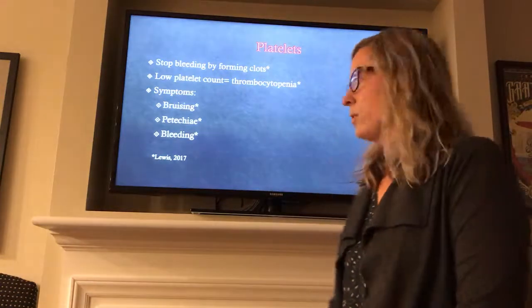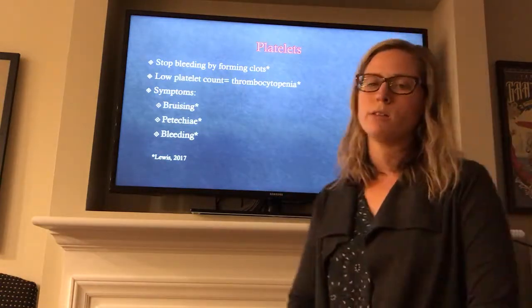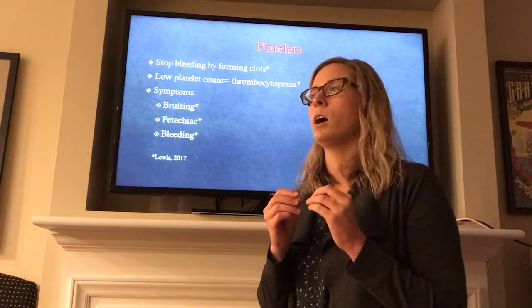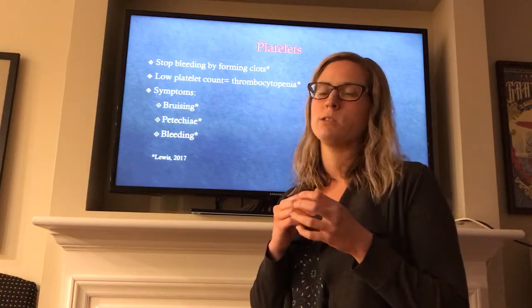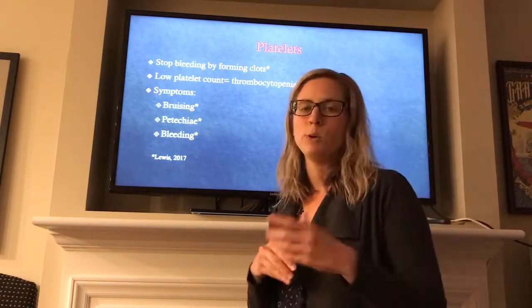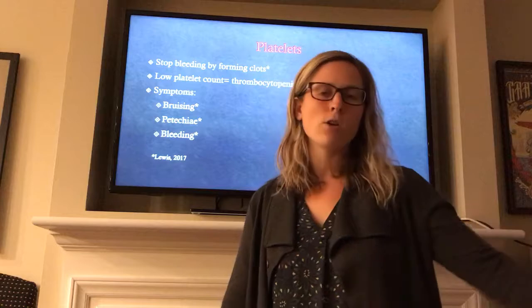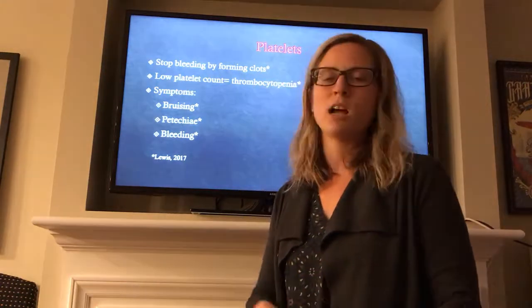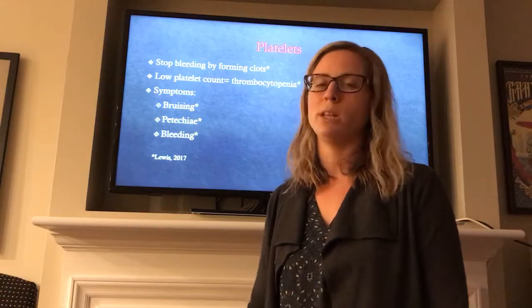Okay, platelets are the next type of cell we're going to talk about. Platelets are the blood cells that stop bleeding. They go in and they form clots that would normally stop you or I from bleeding. For example, if we skin our knee, a little bit of blood comes out, but it stops in like 2 minutes because of our platelets.